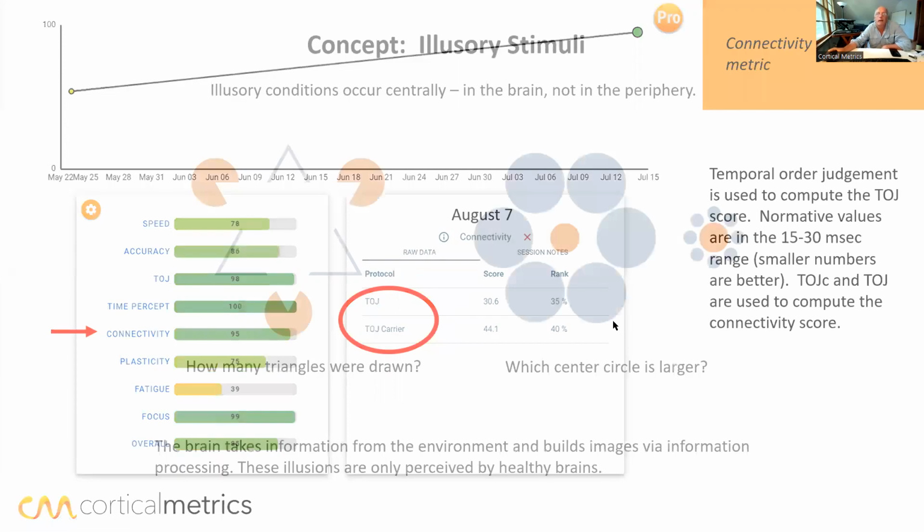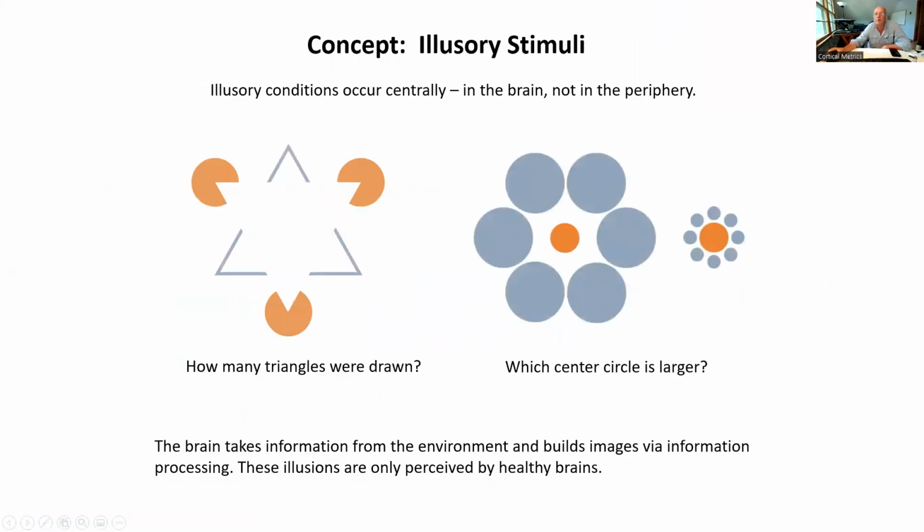Let's go to the concept of illusory stimuli first. Illusions are really, really interesting, and you've probably seen a lot of them your whole life. People have flashed them in front of you and showed you things. But like over here, you say how many triangles are drawn, and the answer is none, because your brain is connecting the dots. It's that simple. You draw something, and the brain will fill in the gaps.